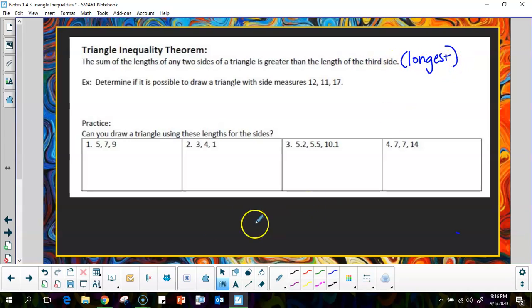So third side, longest side. So here's how this works. This is in words, but let me show you how this works. For example, determine if it is possible to draw a triangle with side measures 12, 11, and 17.